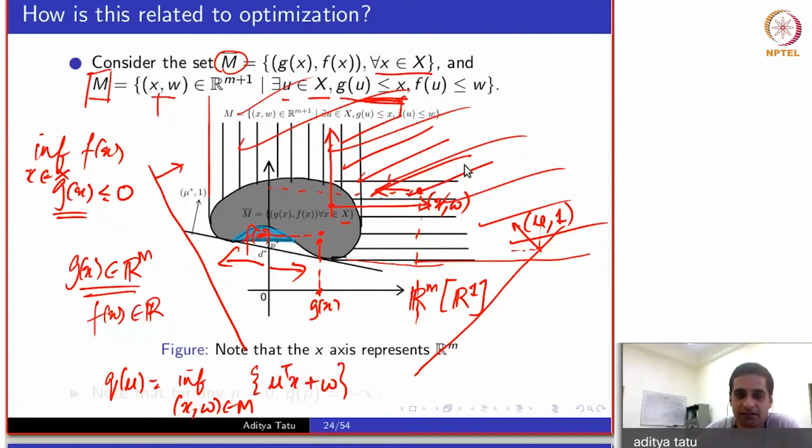Even with this hyperplane, if I put it at this location, this is my intercept. But I want the least intercept. So how will I get the least intercept? By sliding it to the right, isn't it? How far can I slide it to the right? It is unbounded. It will go on and on. Exactly. This will be minus infinity.